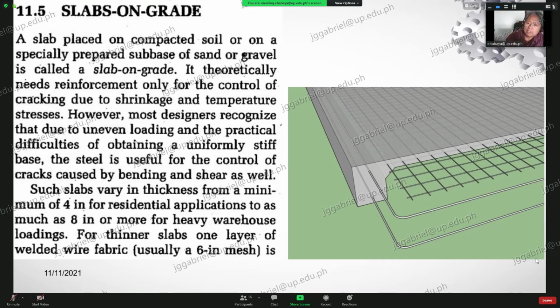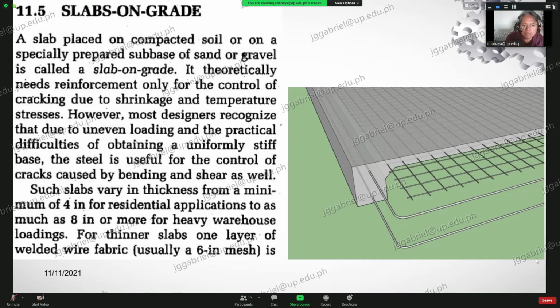Okay? If let's say it takes some time to compact the soil beneath, no? There are some cases na naghahabol sila ng oras, no? Hindi na nasusunod yung procedure of compacting the soil where the slab on grade will rest. Kaya for safety, no, magpo-provide na rin sila ng reinforcement. So the consequence, of course, you'll have the extra cost, but of course that will compensate for shortcutting, no, yung pagko-compact mo ng soil.